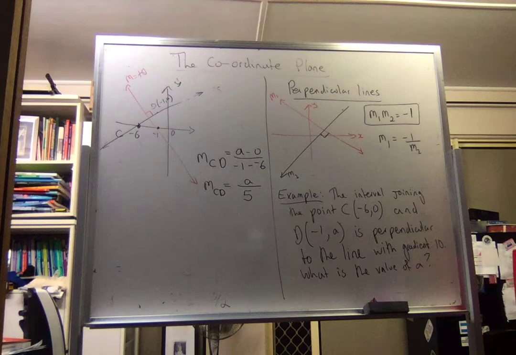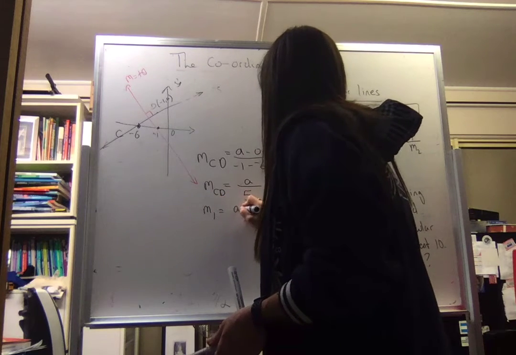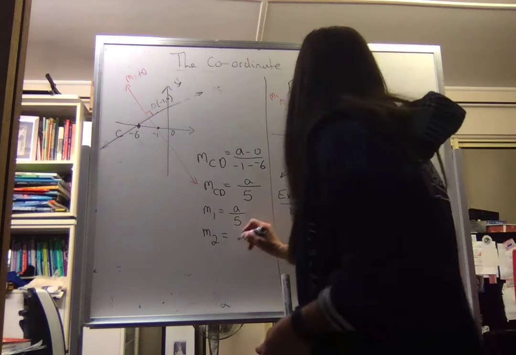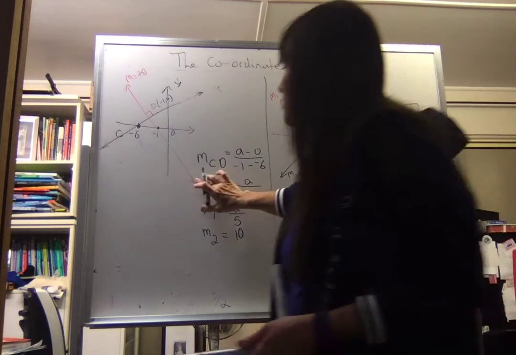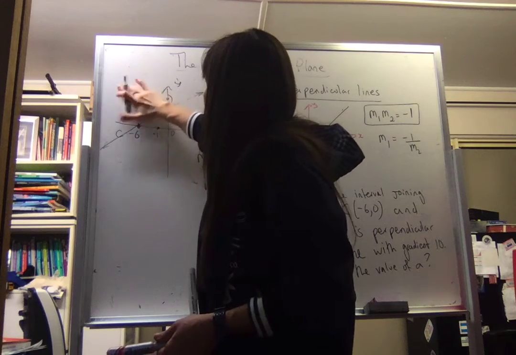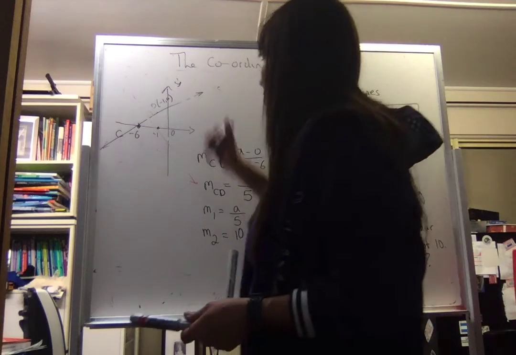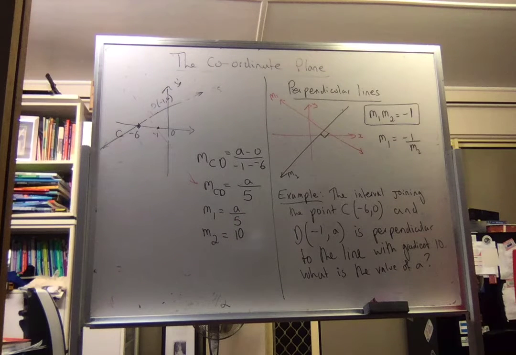Now, we're told that this line is perpendicular to the other gradient. So let's call this M1, and M2 is your 10, this one. Okay, and I've drawn this the wrong way because it's a positive 10. So if you think about it, the line perpendicular should be going the other way. So obviously a is going to be down here somewhere. Let's have a look and see. It's going to make more sense once I get it all done.